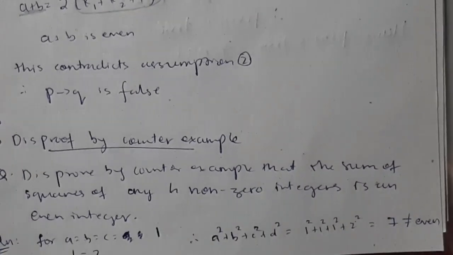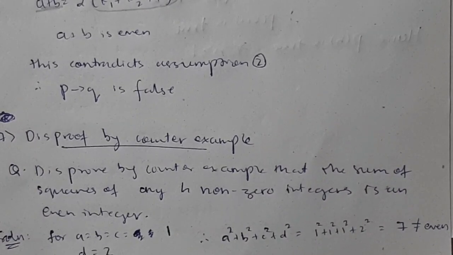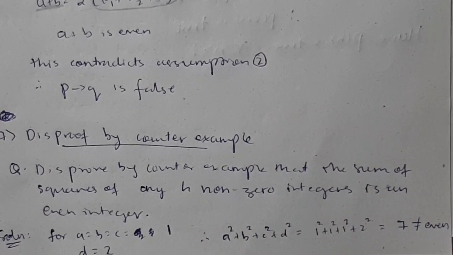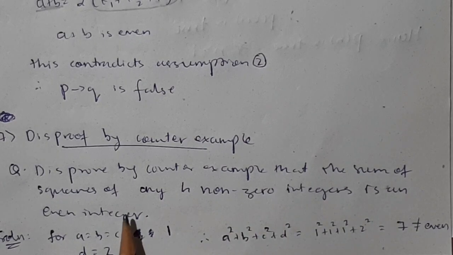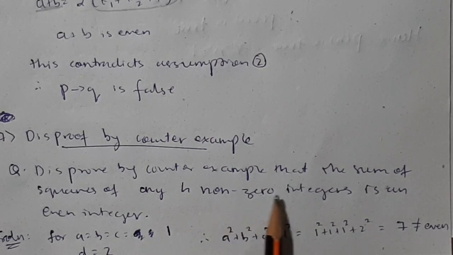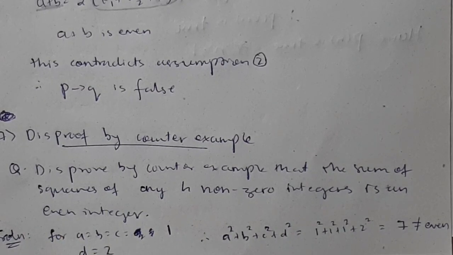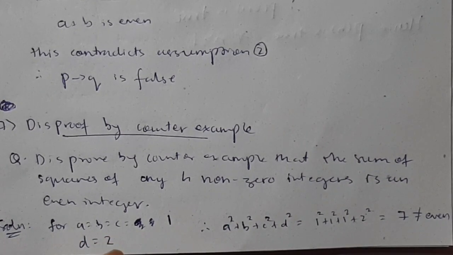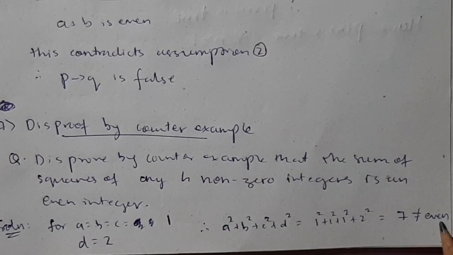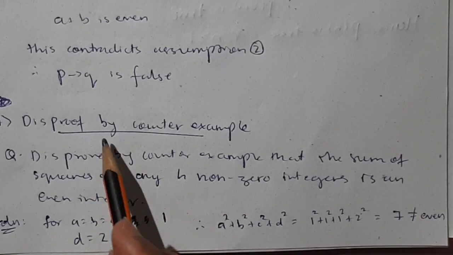Now the last method of disproving is by counterexample. This is the same as proof by existence. You have to just disprove by one example. Suppose the question is, the sum of the squares of any 4 non-zero integers is an even integer. So you have to take any 4 non-zero integers and add them, and that should be an odd integer in order to disprove it. So we will take a, b and c as 1 and d as 2. When you square it and add, you will get 7, which is not even. So we can conclude that this is disproved by an example.